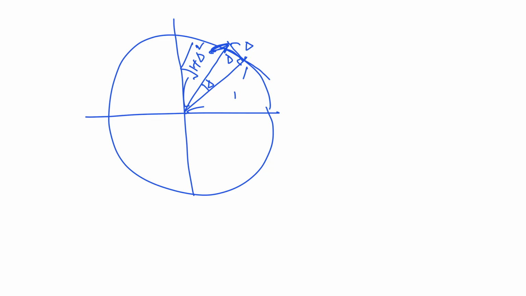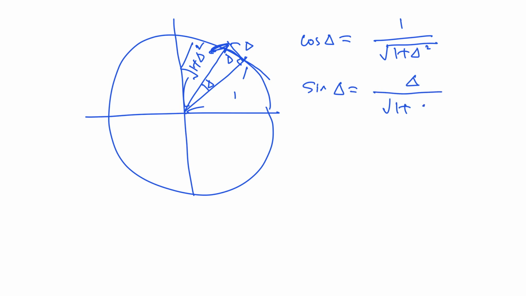So I made another approximation that if delta is small enough, then the length of the tangent is the same as the length of the arc, say delta. But then this length will be square root of 1 plus delta square, right? Because this is the orthogonal triangle. So cosine delta will be 1 over square root of 1 plus delta square. Sine delta will be delta divided by square root of 1 plus delta square.